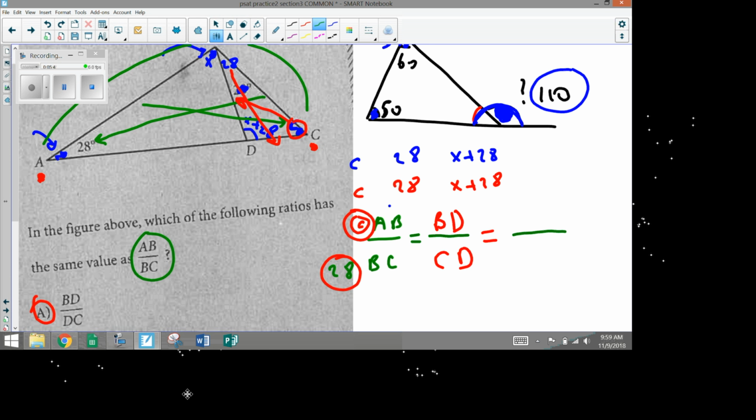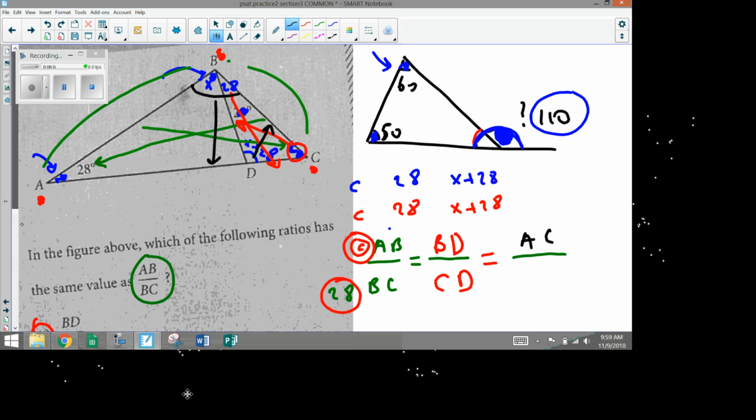It's time to use X plus 28. Look into AC. AC over, look at the smallest triangle, the same angle, X plus 28. What is that on top? BC.